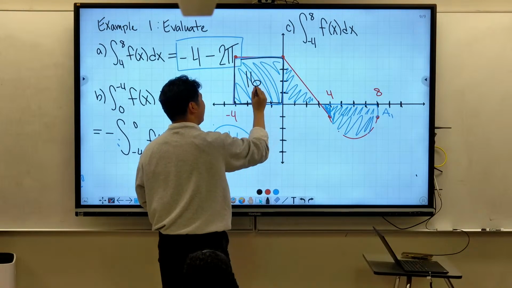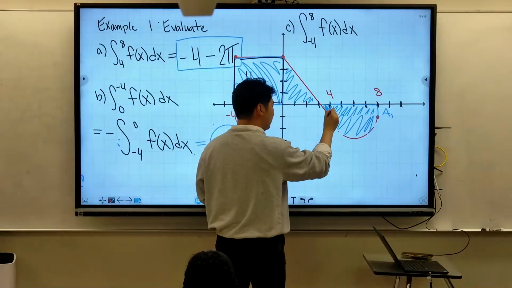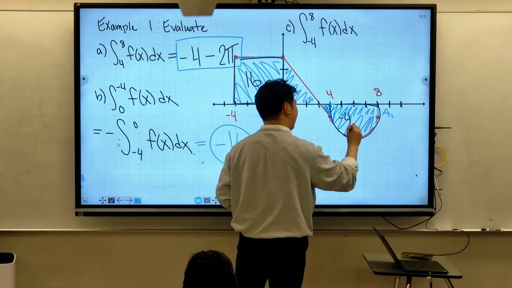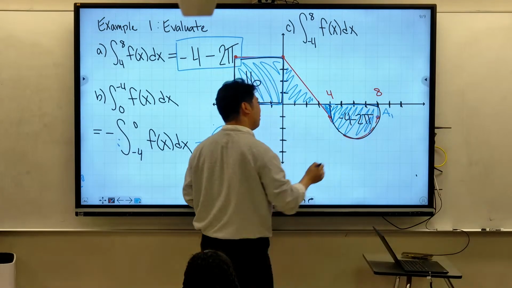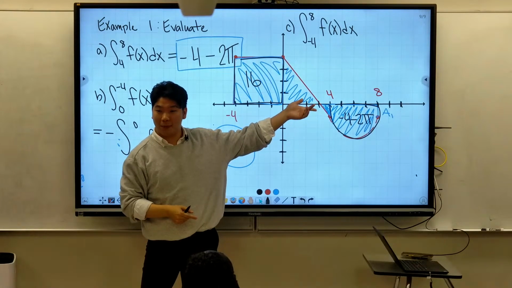This was already 16. We did that in part B. We already did this part too. That was -4 minus 2 pi. So if I want to finish this up, I just need these two triangles, whatever they might be.